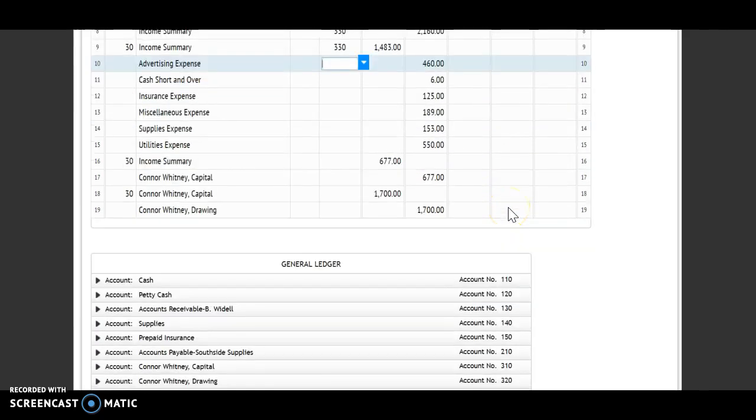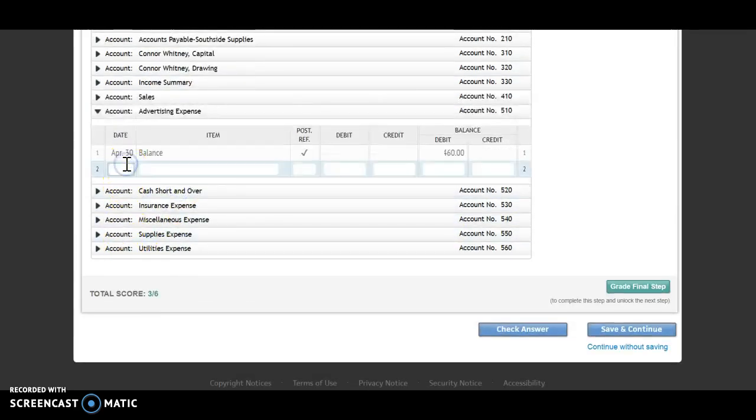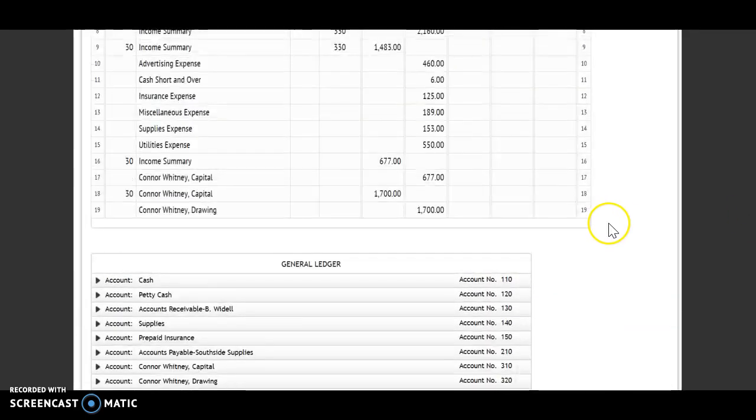Next, we have advertising expense. The 30th, page 8, and I'm going to credit that account for $460. My new balance then, since I have a debit and a credit, I'm subtracting. My new balance is a 0 balance. Account number 510 goes to the journal.